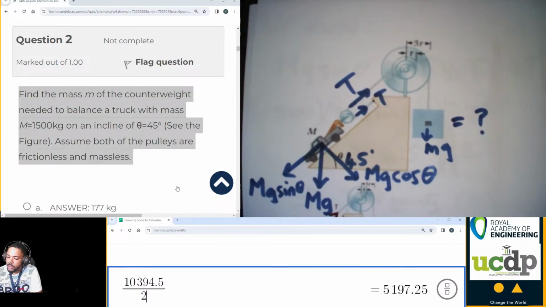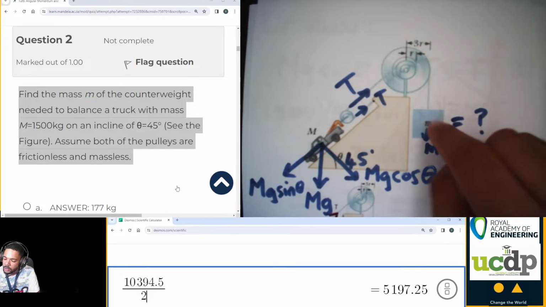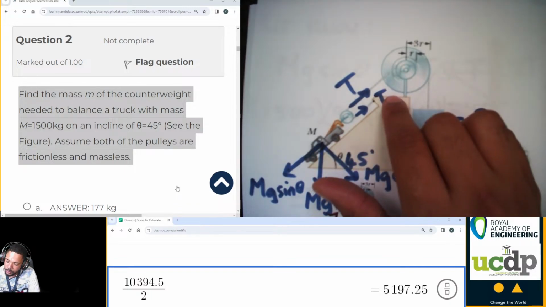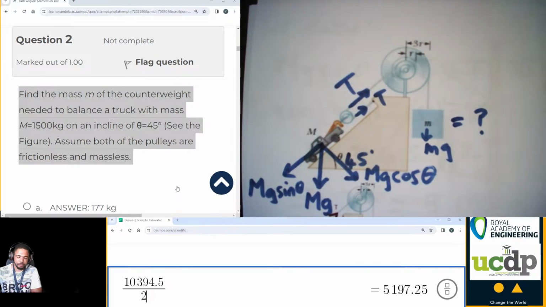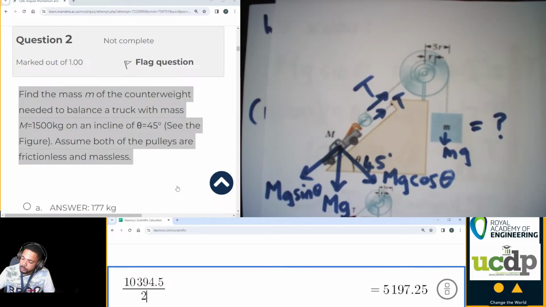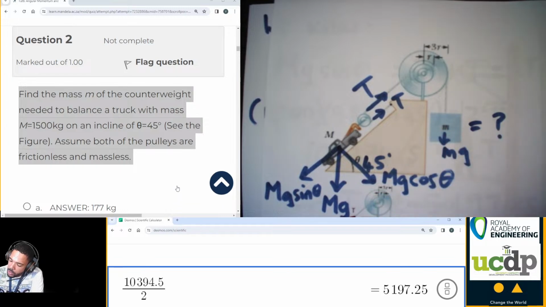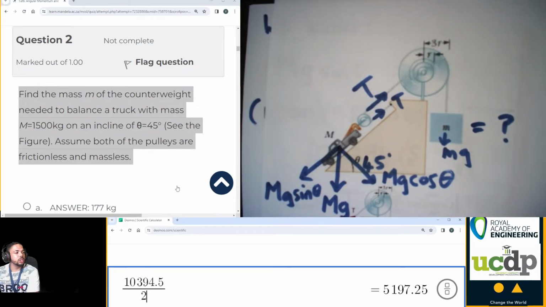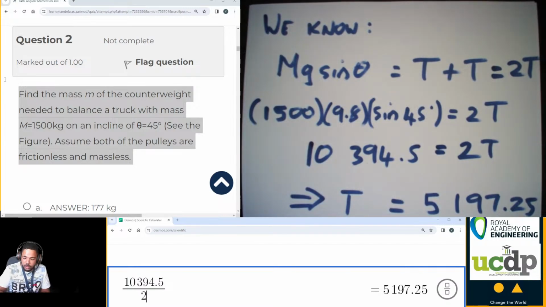So we have worked out the tension here. We want this mass. We've worked out the tension, but here we have a mass on a big pulley. In order to calculate that mass M, we can use the torque equation. Torque is the amount of force acting at an angle.